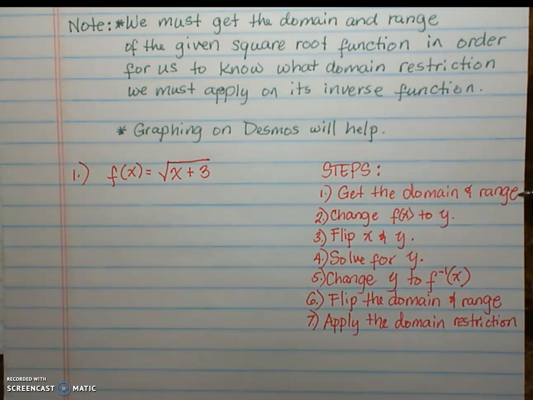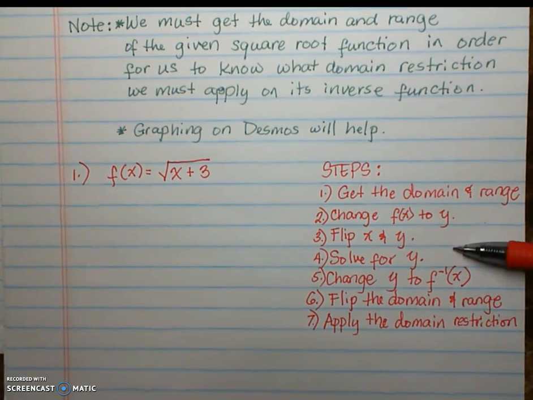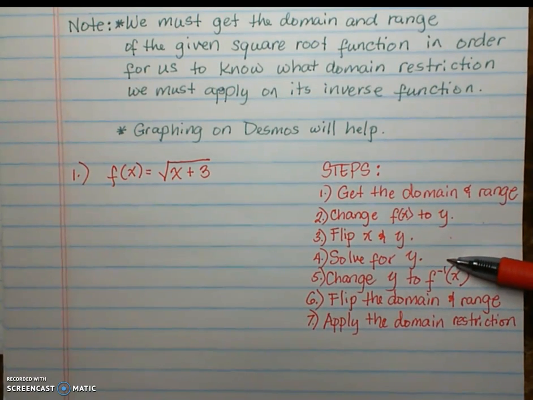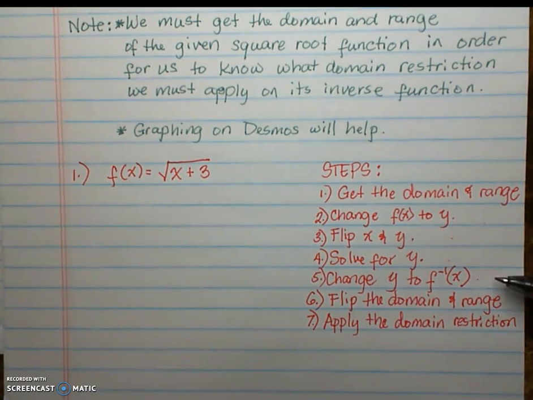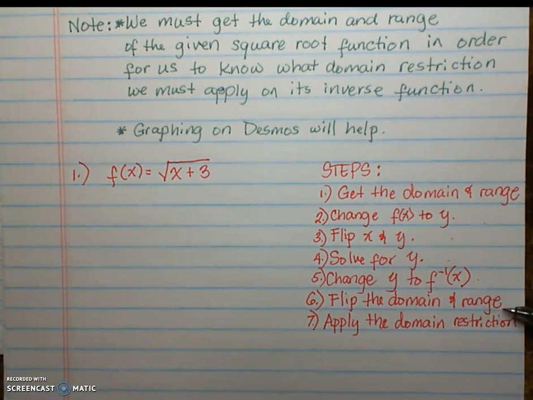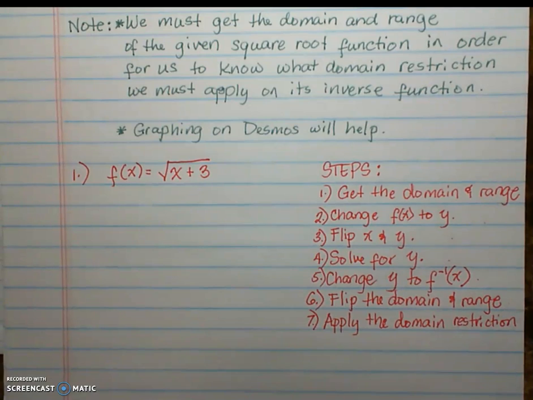First step, get the domain and range of the given function. Next is change f of x to y, followed by flip x and y. Next step, solve for y. Next step, change the y to the inverse function notation. Next, flip the domain and range of the original, and then apply the domain restriction to the new graph. Let's begin and show that.